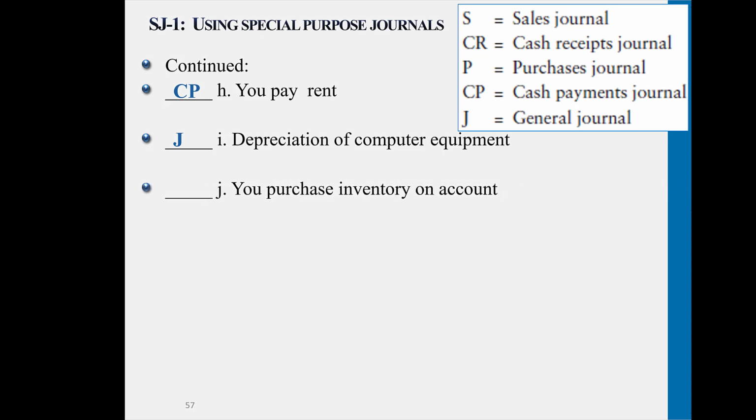Next, you purchase inventory on account. Well, since the purchase is on account, that's a purchases journal. You collect on AR. Well, we are receiving cash, so that's cash receipts.